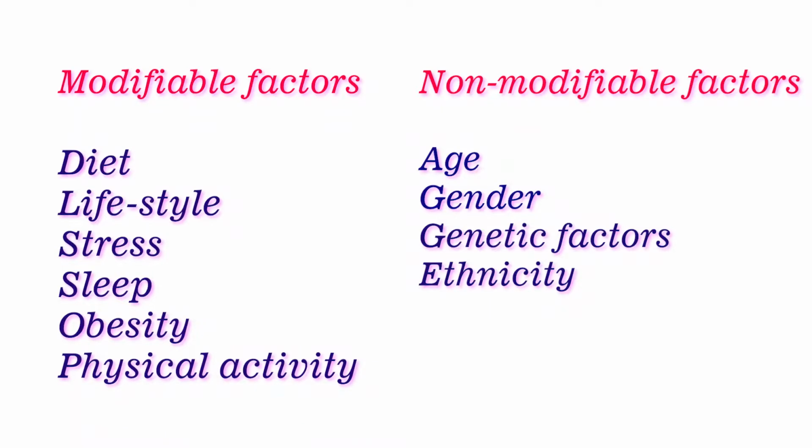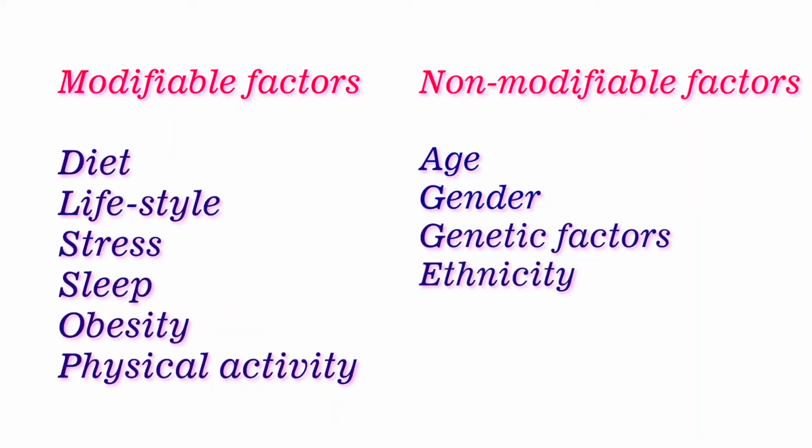Now let's talk about various factors that can lead to type 2 diabetes. The factors that can lead to type 2 diabetes are divided into two categories. First is modifiable factors and then second is non-modifiable factors. Modifiable factors are those which are under your control, which you can change by adjusting your lifestyle. But non-modifiable factors are those which you can't change, which are not under your control, like your age, gender, genetics, etc. And modifiable factors include your diet, lifestyle, then your weight, stress, sleep, physical activity, etc.